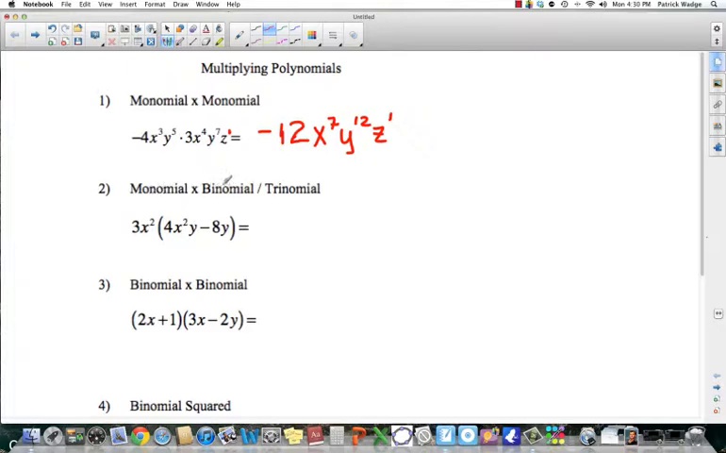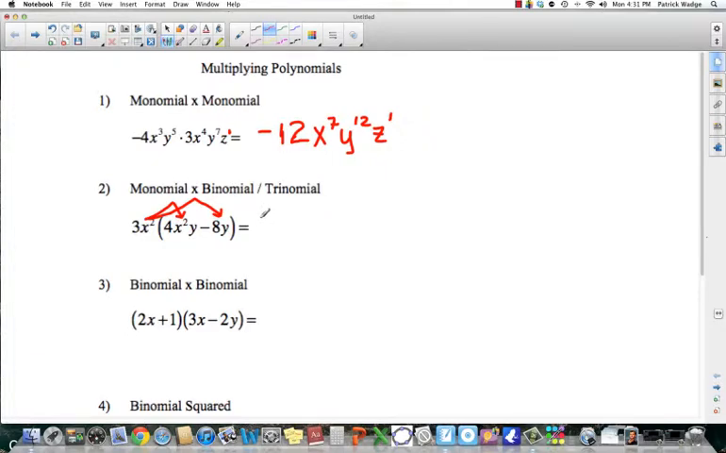Okay, second one. A monomial times a binomial, or trinomial. You could also multiply the monomial by a trinomial. And basically, this is your mountains. So you're going to multiply the monomial up front by the first term, and then multiply that one again by the second term. If it was a trinomial and there was a third term in here, you'd just have a third mountain. Basically we do the same thing we did up here, but we do it twice. So a little bit quicker this time.